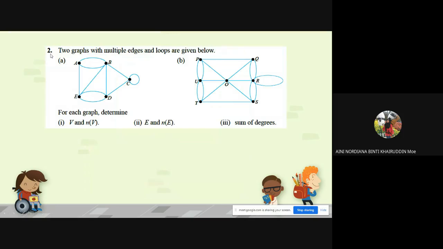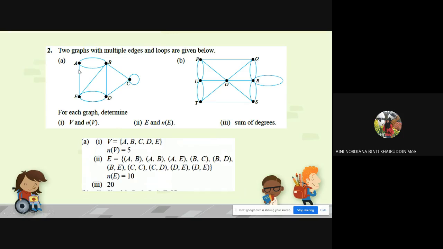Question number 2. Two graphs with multiple edges and loops are given below. So this is a graph with multiple edges and loops. For each graph, determine V, E, and sum of degrees. So for A, the vertex is A, B, C, D, and E. Number of vertex 5. E: AB, AB, AB 2 times because these are multiple edges.